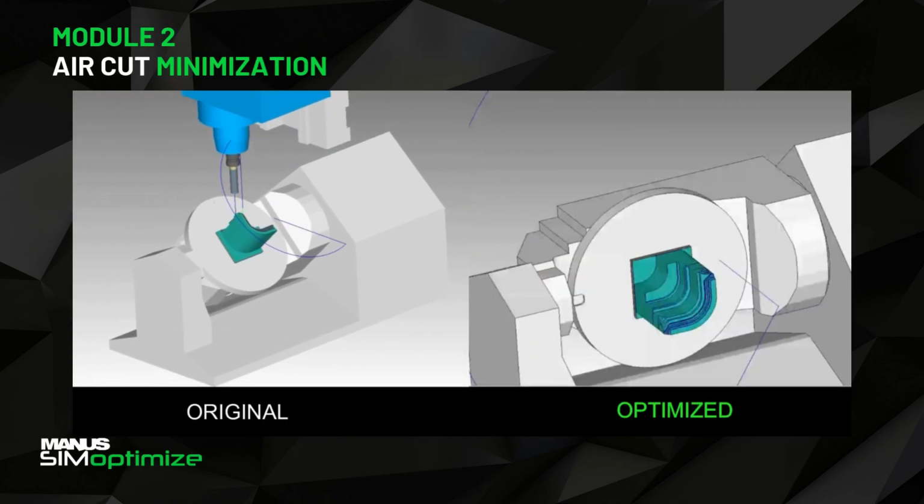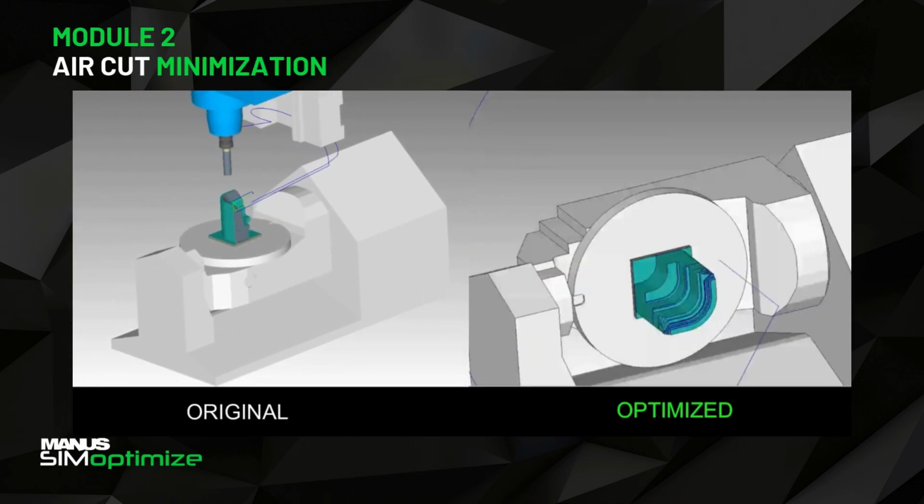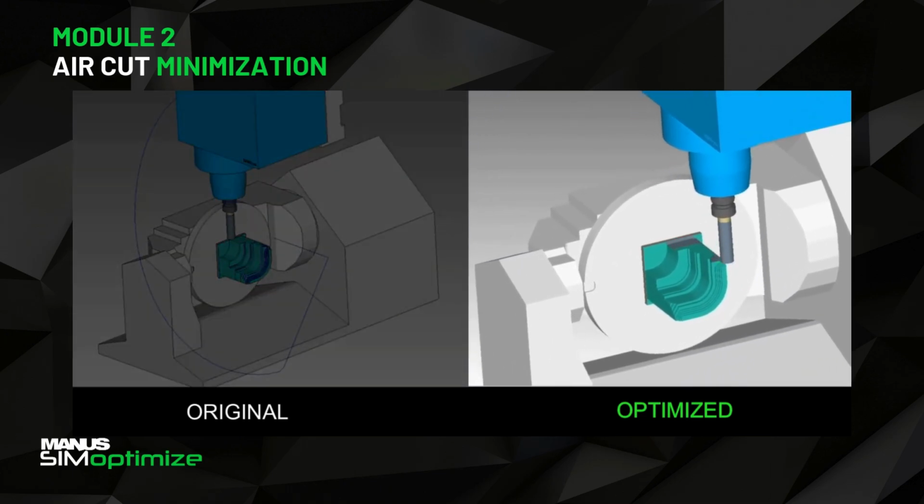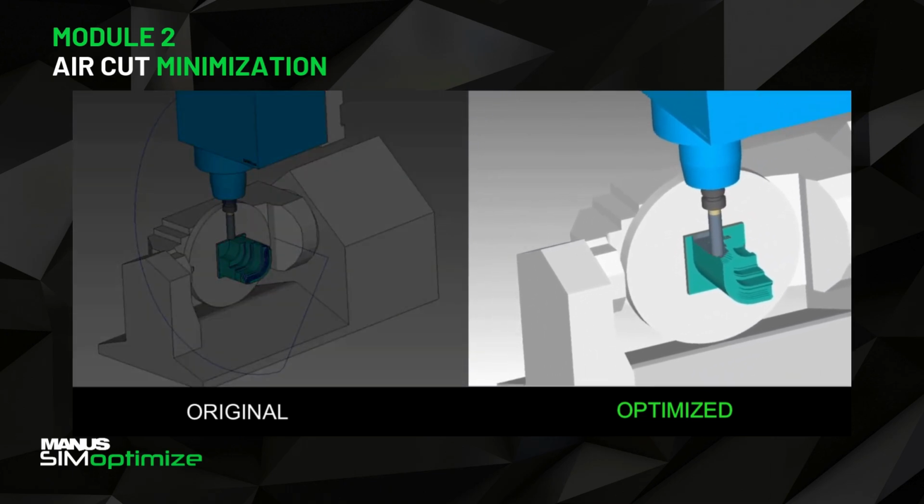Error cut minimization. It eliminates unnecessary long retracts and home returns, replacing them with optimized positioning moves just above the surface.